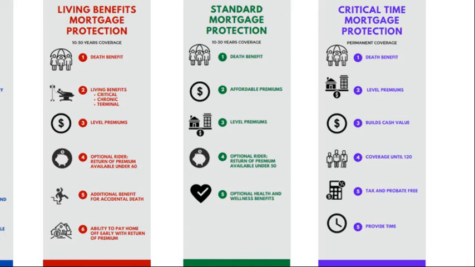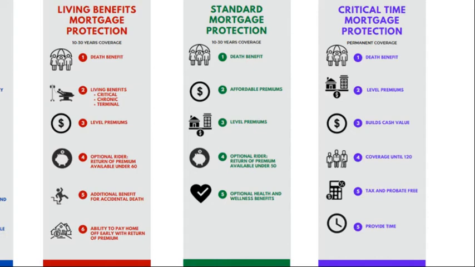These can be permanent options that can still give a death benefit, have level premiums, build cash value, coverage until age 120. Again, that tax and free from probate coverage. And this, most importantly, provide time. Time for your clients to give their wives or their children, their spouses, time to make decisions so that way they don't have to go from the funeral home or the crematory to the real estate office.